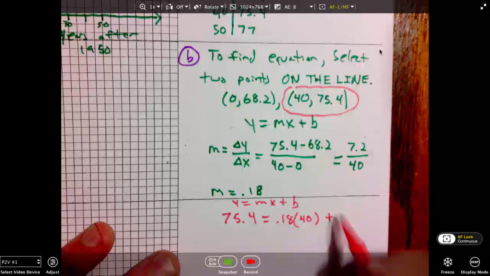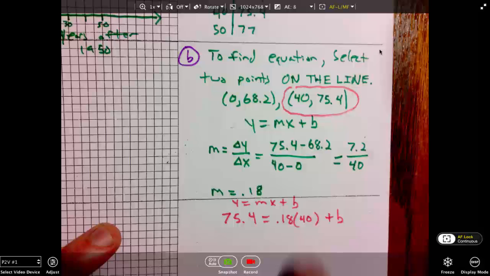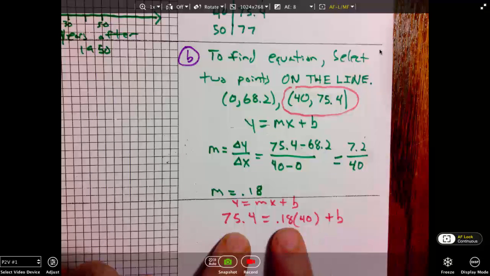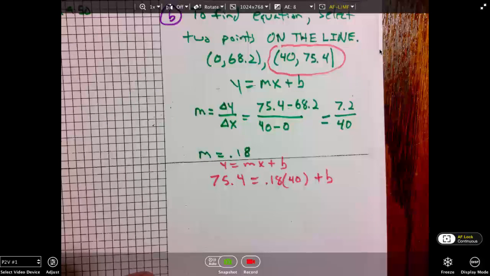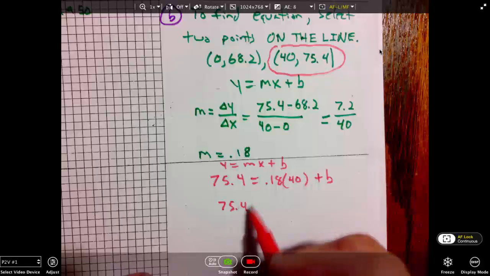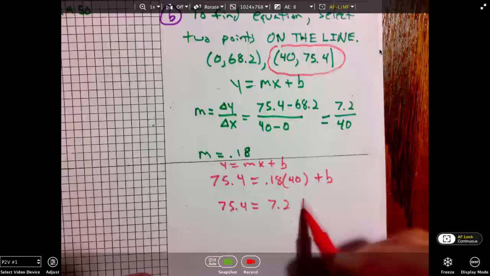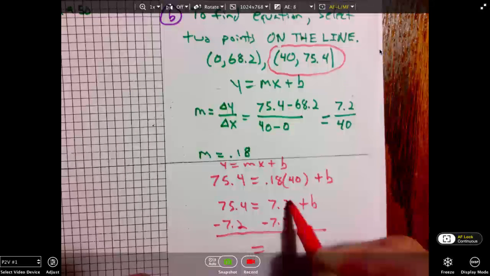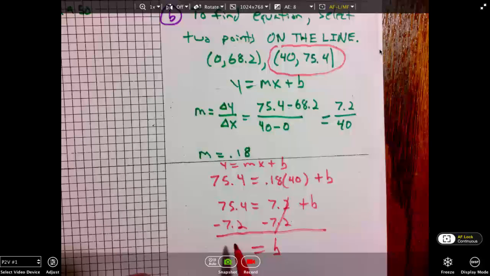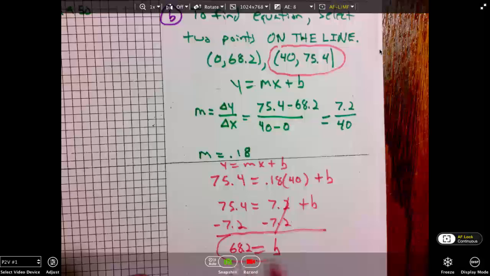Now we can find b. From this line to this line, we've simply substituted a corresponding x and y and the slope that we just found. Now we can solve for b. 40 times 0.18 is 7.2. So we have 75.4 equals 7.2 plus b. Solving for b, we'll subtract 7.2 on both sides. 7.2 subtract 7.2 to leave b. 75.4 minus 7.2 is 68.2. Okay, this is our y-intercept.